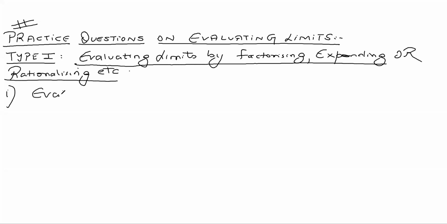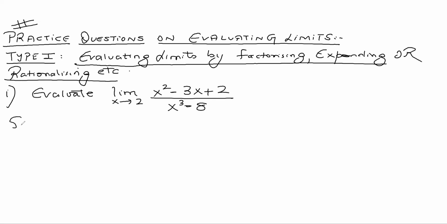Question 1. Evaluate limit as x tends to 2 of x square minus 3x plus 2 upon x cube minus 8. Okay, this is the function which is given to us and we need to evaluate the limit as x tends to 2. Now if we solve this question, what method we can use? We can factorize it further. We can factorize using middle term splitting, using the identities. Okay, so let us see what all we can use.